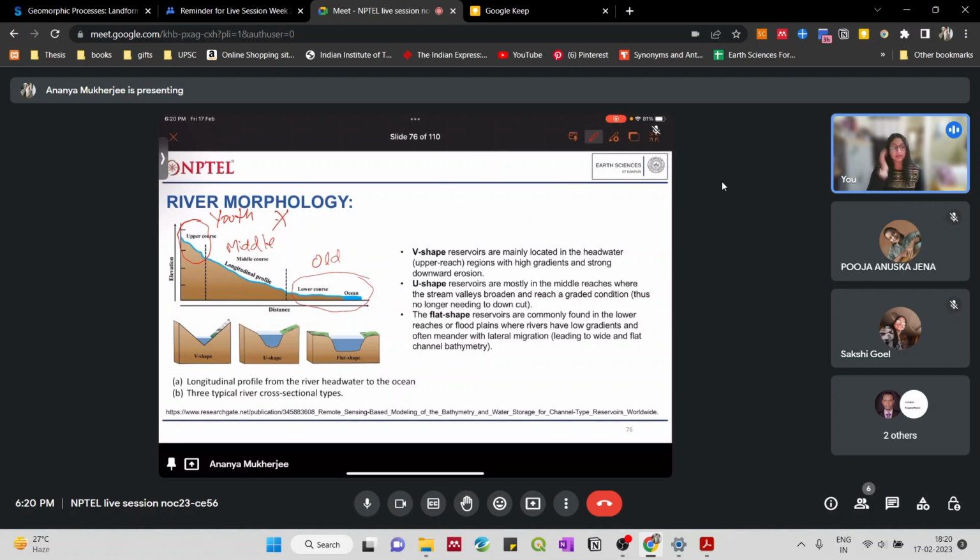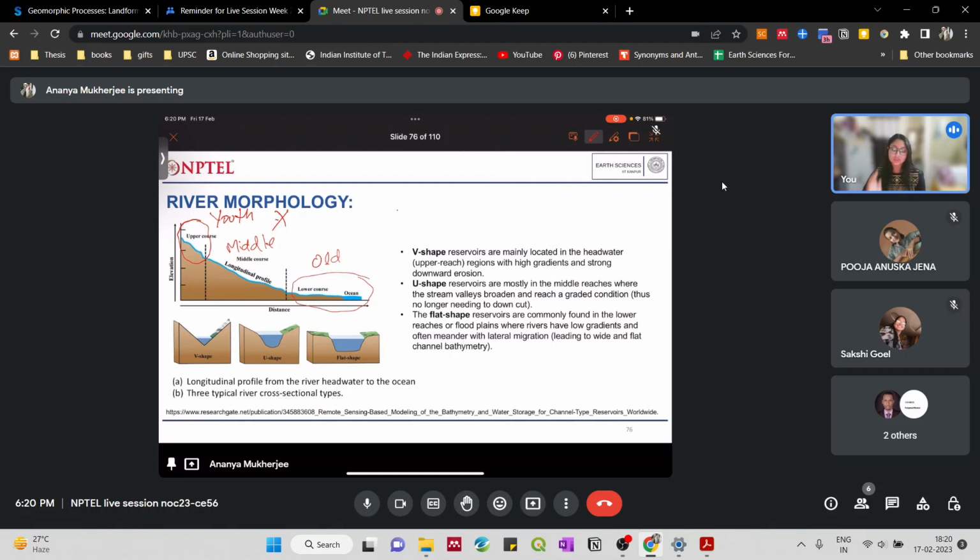Now these different shapes or different kinds of geometry of the channel beds, or the cross section of river channels, also depend on the stages of the river, okay, and also the kind of structures, the geological structures that are present at that place.